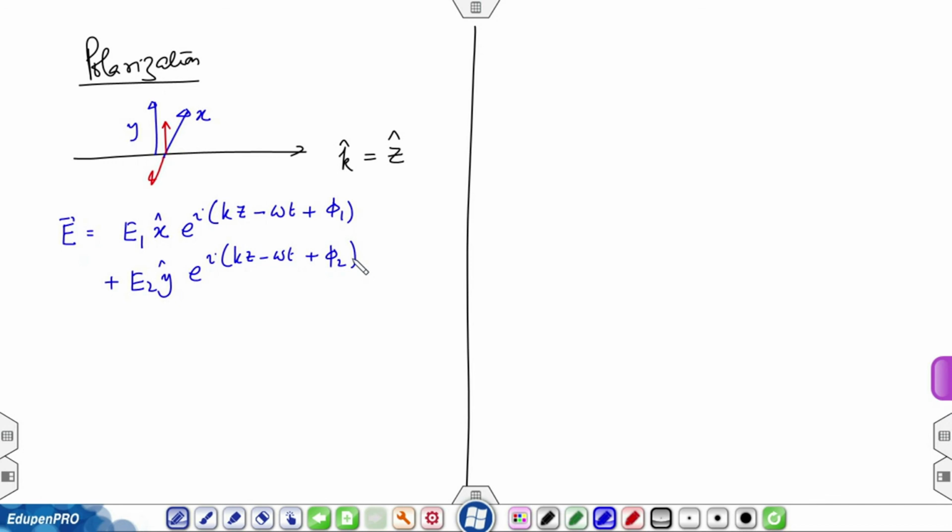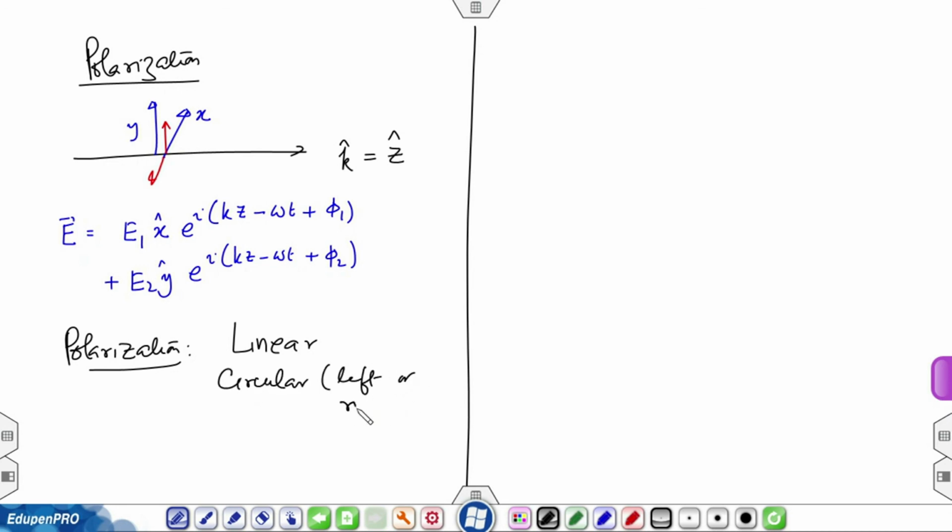Now, depending on what the relative phases are, the polarization of the wave could be linear or circular, left circular or right circular, and if the amplitudes are not equal, it could be elliptically polarized. And if phi 1 and phi 2 are time dependent and varying arbitrarily, it will be unpolarized.